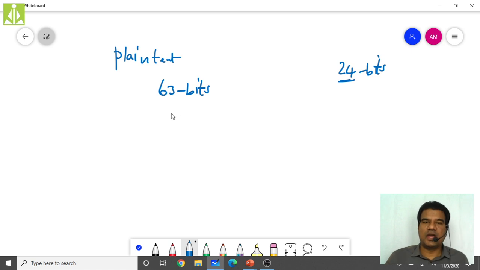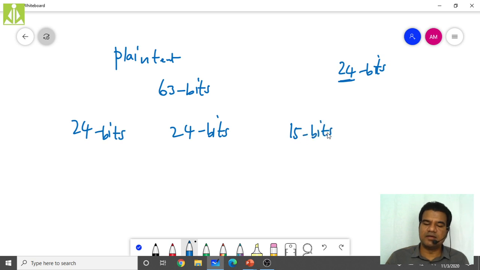If you have 63 bits, and we have taken 24 bits, how can we divide these 63 bits into blocks of 24 bits? The first block will have 24 bits, and the second block 24 bits. How much did we consume? 48 we consumed. How much is left? 63 minus 48, 15 bits left, isn't it?